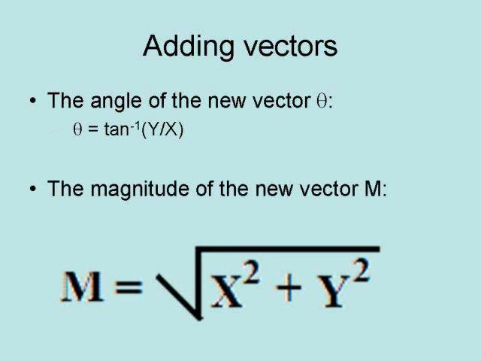To find the angle of the new vector, denoted as theta, we use theta equals the arctangent of y over x. Now, to get the magnitude of the new vector, denoted as m, we use m equals the square root of x squared plus y squared.